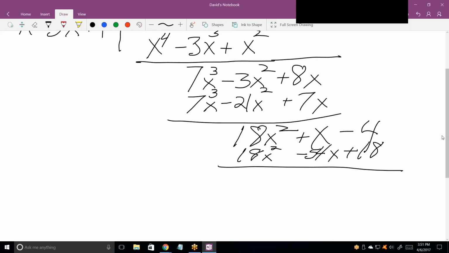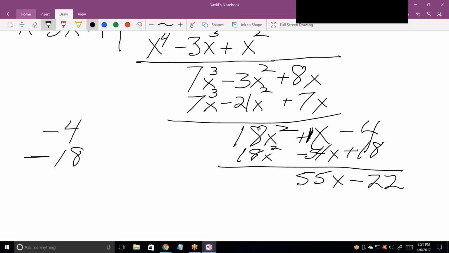And that's 54x minus... Hold it. It's 1x minus 54x. So it's 55x, or no, minus 22, right? No, I've got minus 4 minus 18. That's minus 22. Is that what you said? I apologize. Yeah, you're good. I was doing it in my head wrong, I guess.